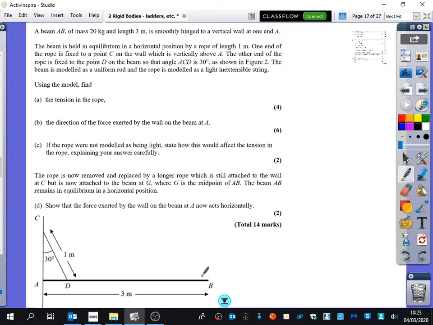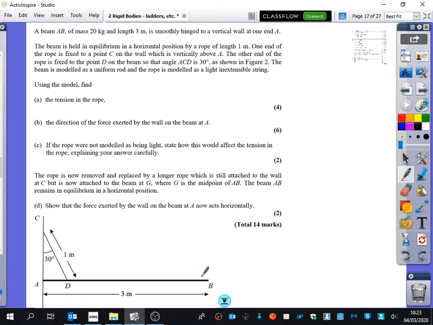And what it goes on to say is the beam is held in equilibrium in a horizontal position by a rope of length 1 meter. One end of the rope is fixed to a point C on the wall, which is vertically above A, so the rope is being fixed from here, and it's then being attached to the point D on the beam so that the angle ACD is 30. So there's a rope from this point of the beam that is attached to the wall up here, and that's stopping it flopping downwards. It's keeping it in that horizontal position like that.